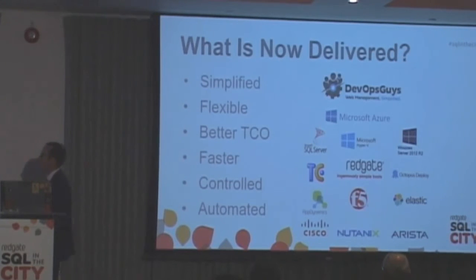So what do we now have in place? It's definitely simplified. There's an awful lot fewer moving parts. It's a lot more flexible. Before, if we needed a new environment or a new service standing up, it took 3 weeks. Now it's 30 minutes. Much better total cost of ownership, so the finance people are a lot happier. We spent quite a lot of money, but we've saved so much money. It is much faster. It is much more controlled.